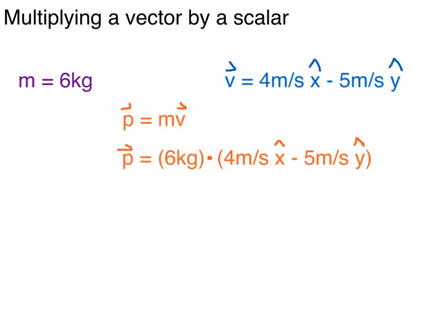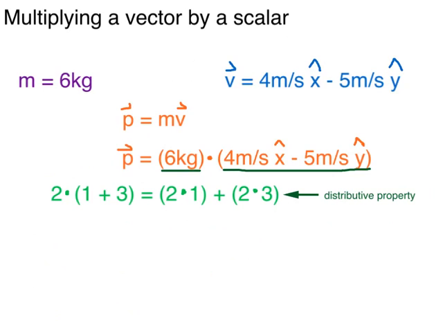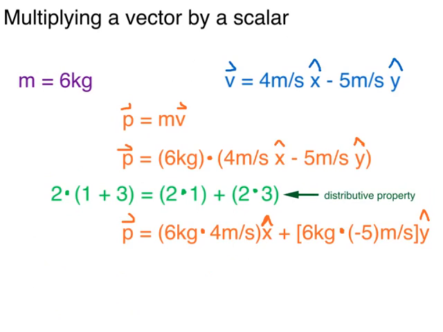The result we can see is a number, the 6 kilogram scalar, multiplied by something that looks like a sum, the vector. This arrangement is reminiscent of one of the fundamental properties of algebra, the distributive property, where if I multiply a quantity times a sum in parentheses, it's equivalent to doing the multiplications and then adding them, or distributing the multiplied quantity into the parentheses. And this is exactly what we're going to do.